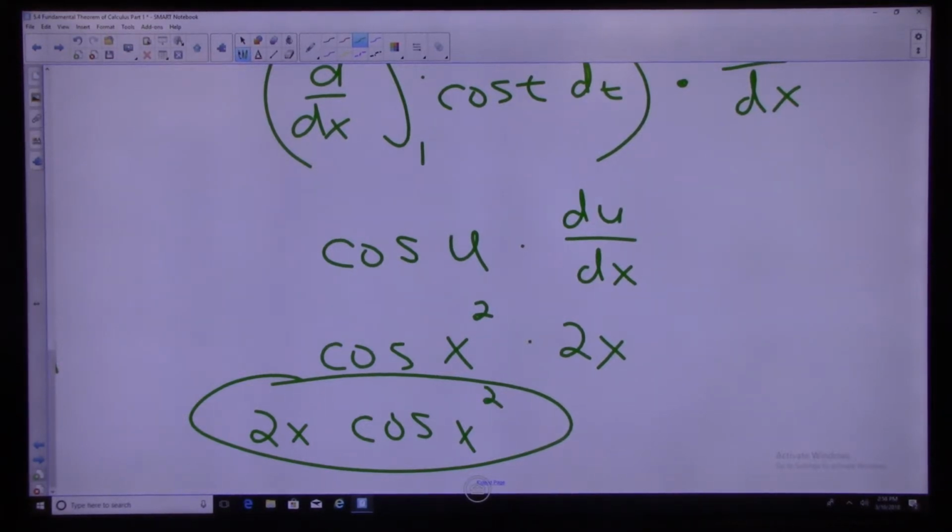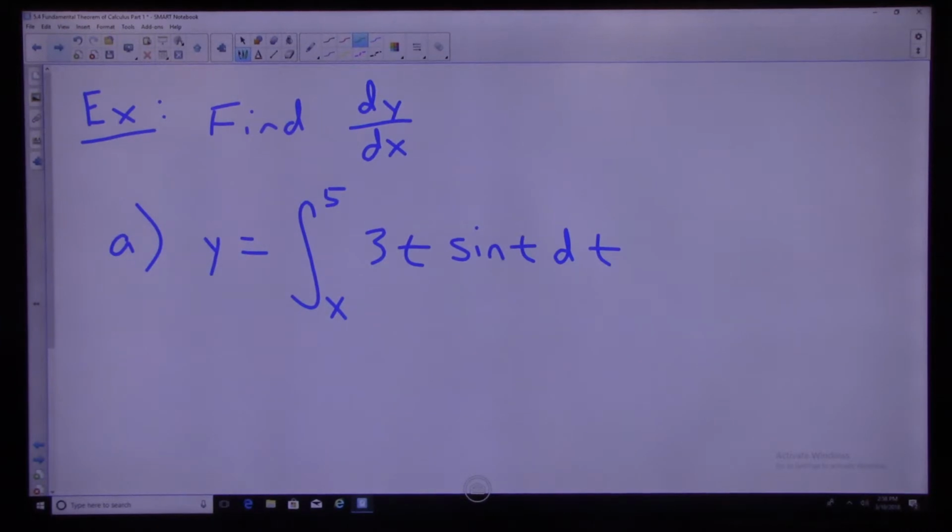A couple more examples. Just looking at the time, we've got about 19 minutes. I'm going to try to make these videos less than a half hour. So here we go, let's keep going. Got two more examples. So we're going to find dy over dx.